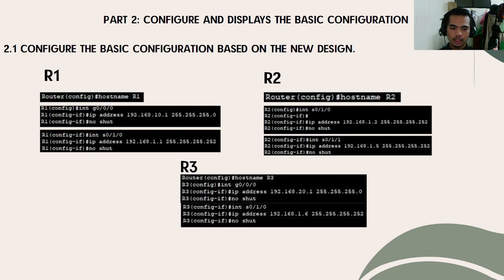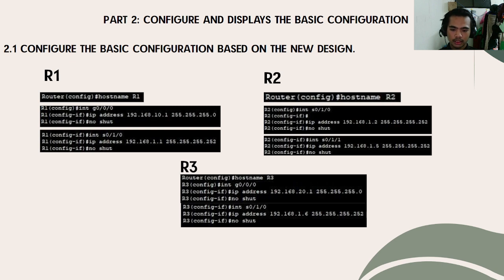For R2, I change the hostname to R2. On interface S0/1/0, I insert the IP 192.168.1.2. The subnet is 255.255.255.252 and I also no shut the interface. On interface S0/1/1, I insert the IP 192.168.1.5. The subnet is 255.255.255.252 and I no shut the interface.